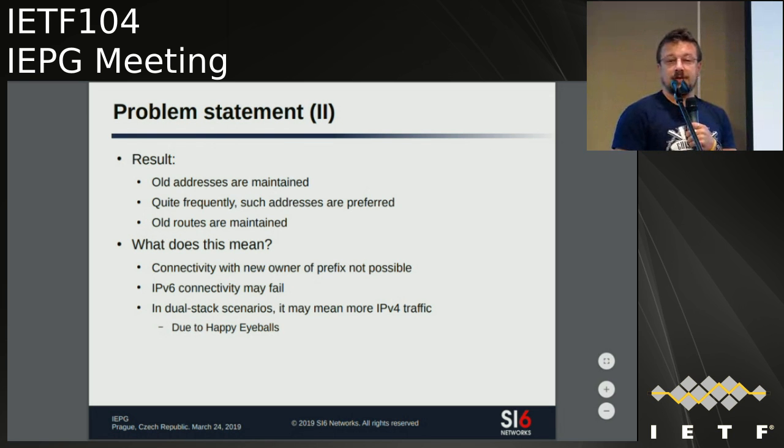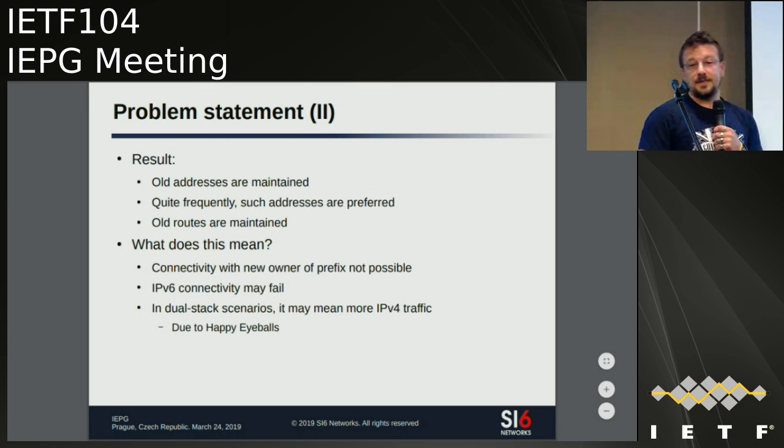Now, what's the problem with this? Of course, the previous addresses have become stale. So if you try to use them, they will fail. This means that, for example, IPv6 connectivity might fail. Or, for example, if you are using a browser that implements Happy Eyeballs, well, IPv6 connectivity would fail and you might end up preferring IPv4. Okay?